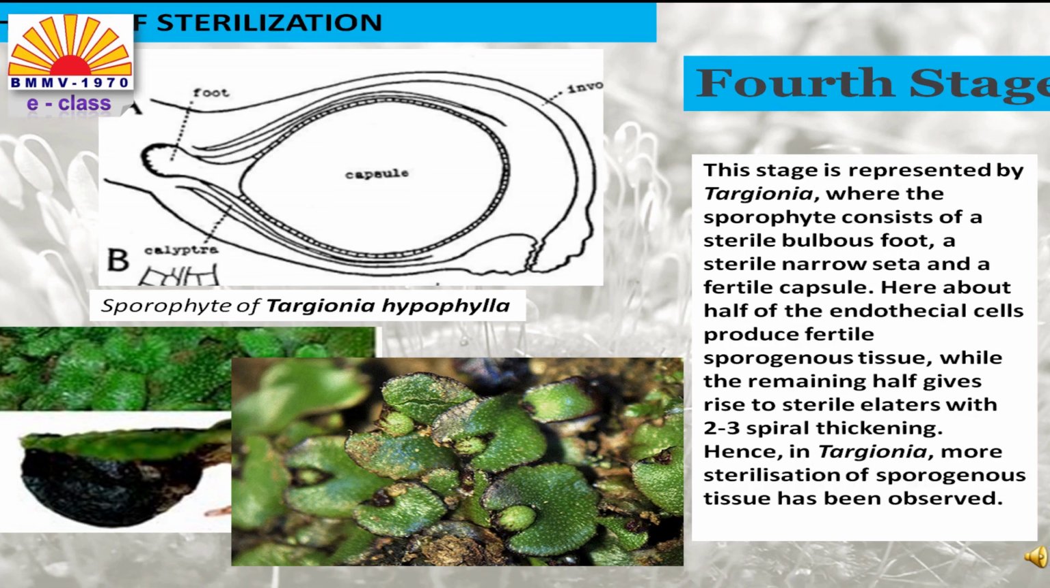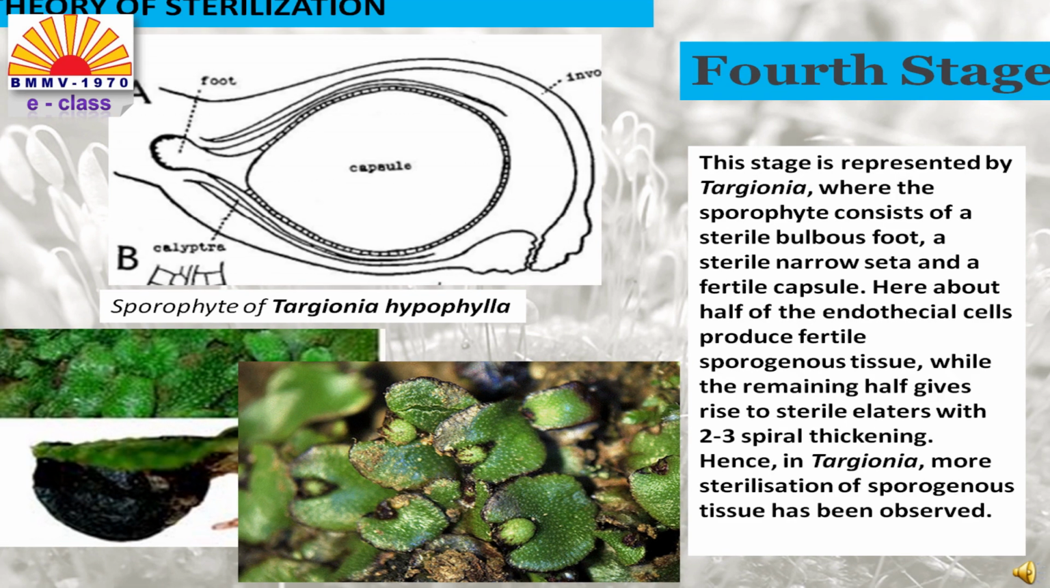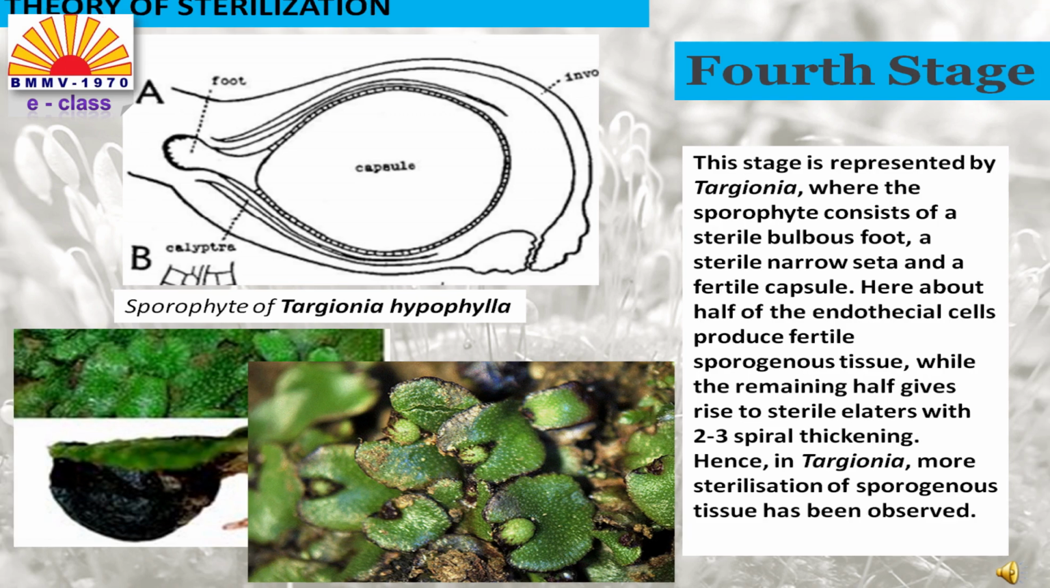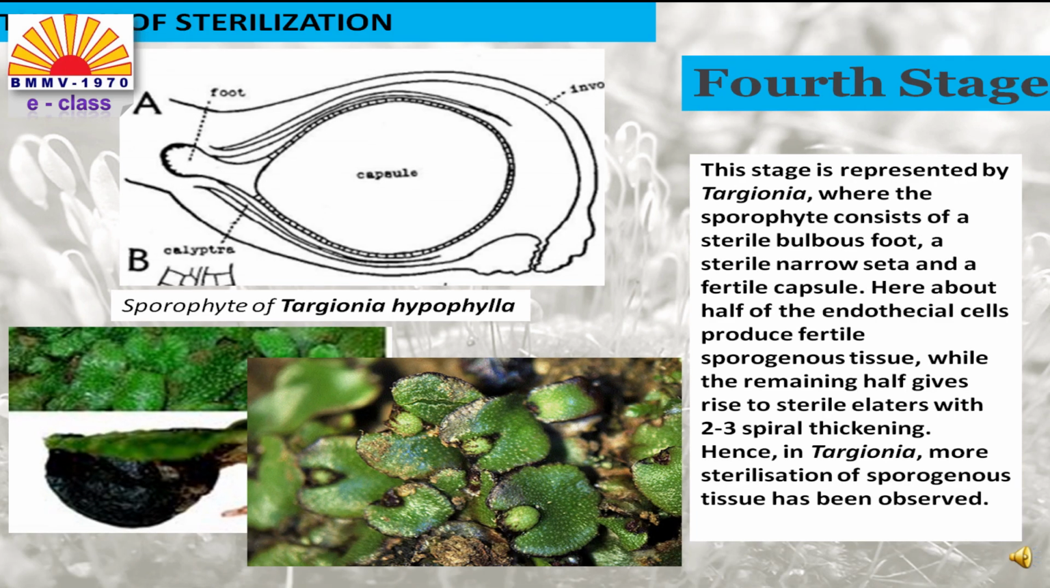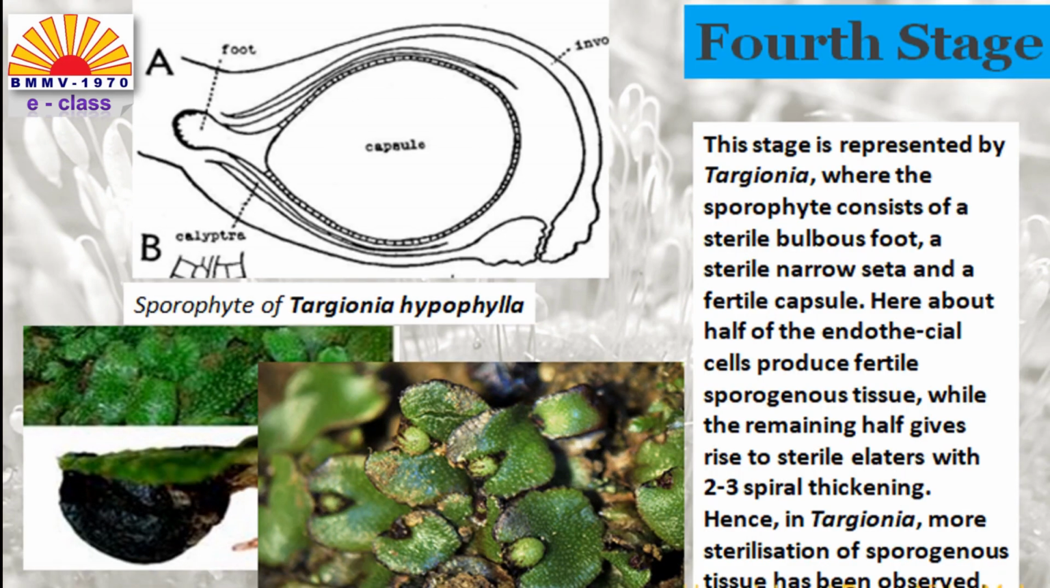If you compare this sporophyte to the third stage, here the sporophyte is much more developed. There are some sterile elaters also in this sporophyte. Now what are elaters, that we will understand later when we are studying the specific genera, but now you see here in the fourth stage the sporophyte is much more developed.